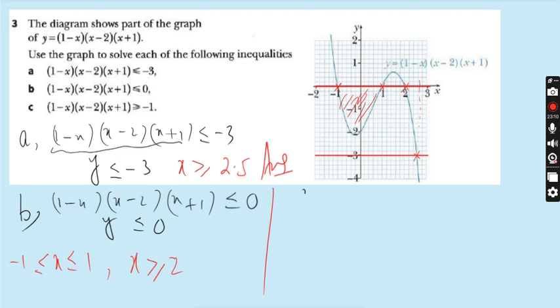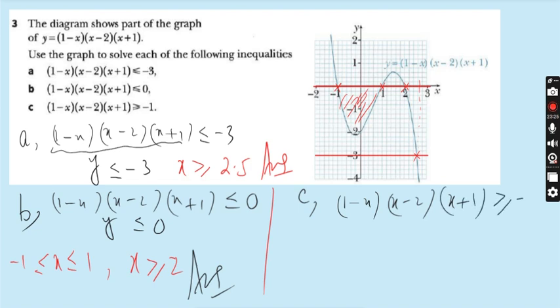Part C. Part C is 1 minus x, x minus 2, x plus 1 greater than or equal to minus 1. Obviously this is y greater than or equal to minus 1. So draw the line which is y equals minus 1.